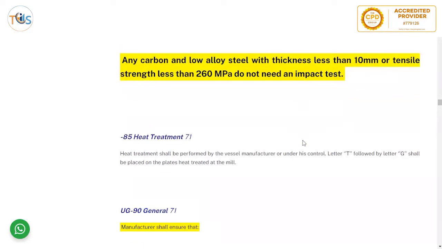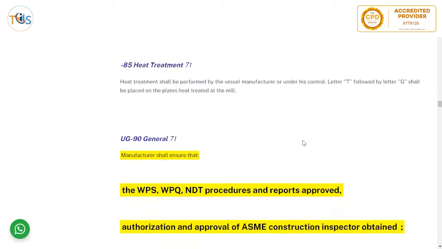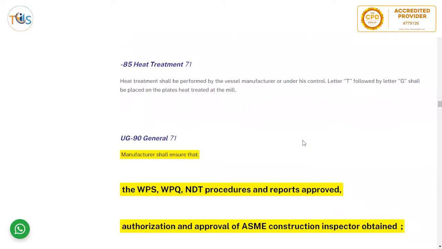Any carbon or low alloy steel with thickness less than 10 millimeter or tensile strength less than 260 MPa does not need an impact test. Heat treatment shall be performed by the vessel manufacturer or under his control. Letter T followed by letter G shall be placed on the plate heat treated at the mill. So TG means it's heat treated.